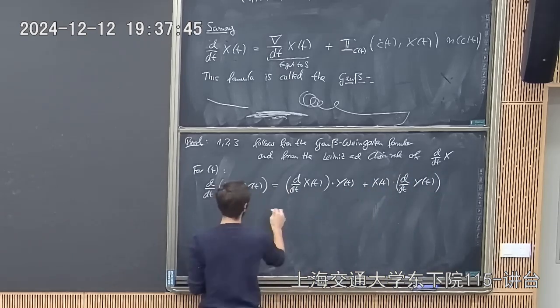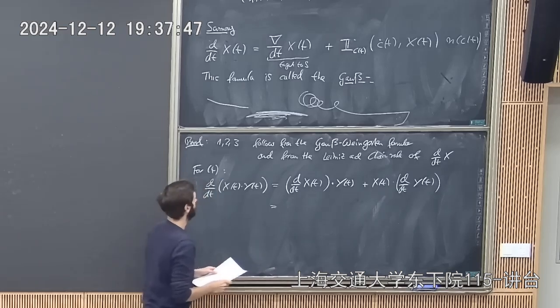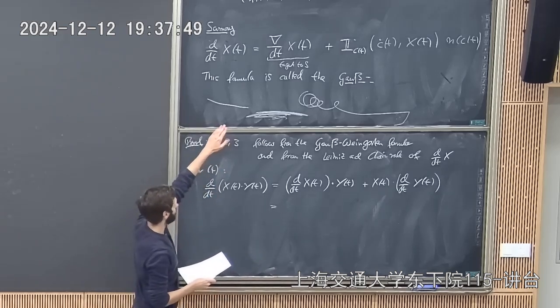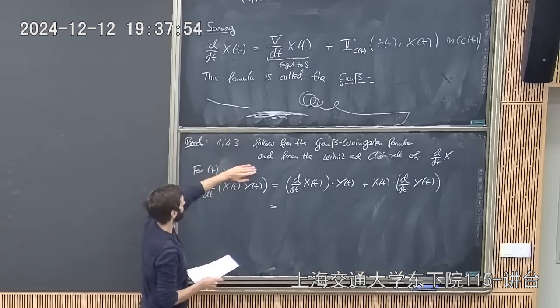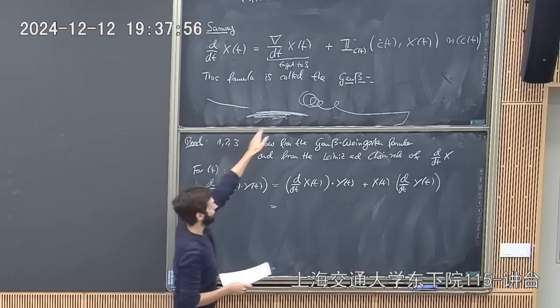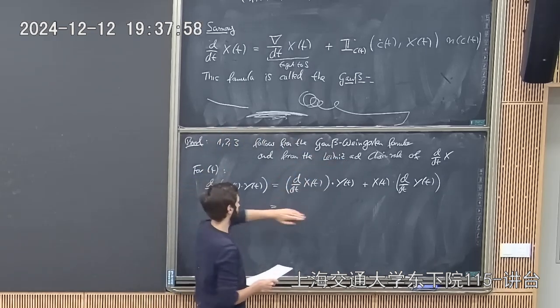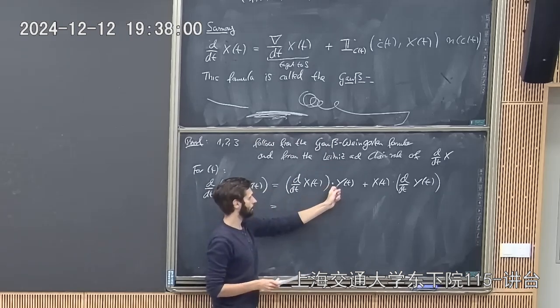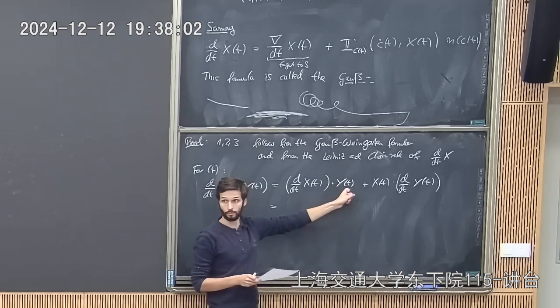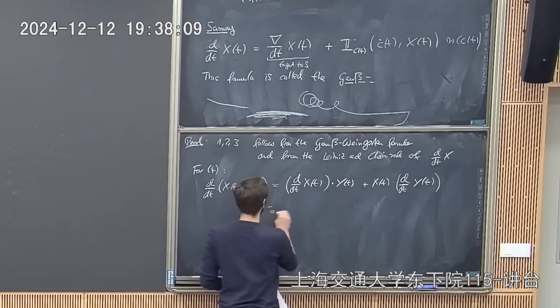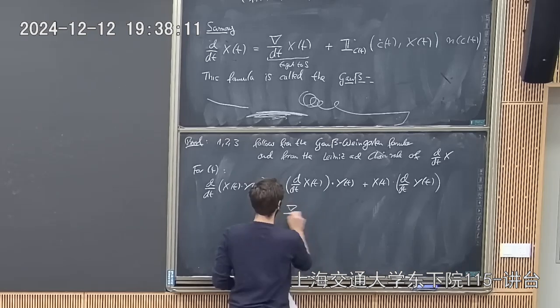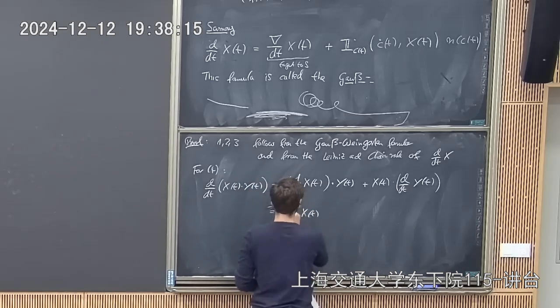And now we use the Gauss-Weingarten formula, which is again up there. So instead of ddt of x of t, we can write this one as something that is tangent to s, and then something normal to s. But the normal part will be in a product with something that is tangent. So these normal parts will just not contribute anything. So this directly allows us to just replace here the covariant derivative.